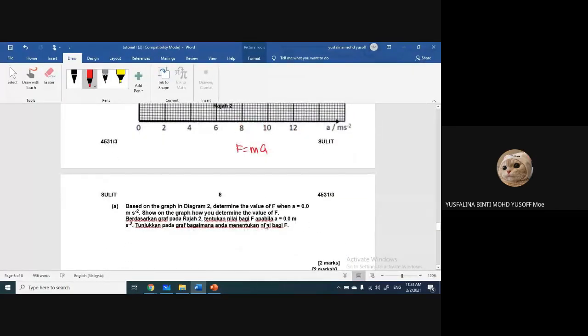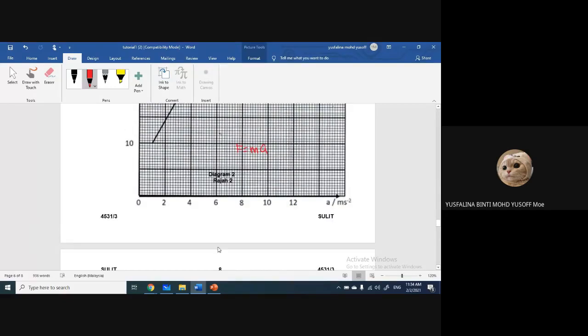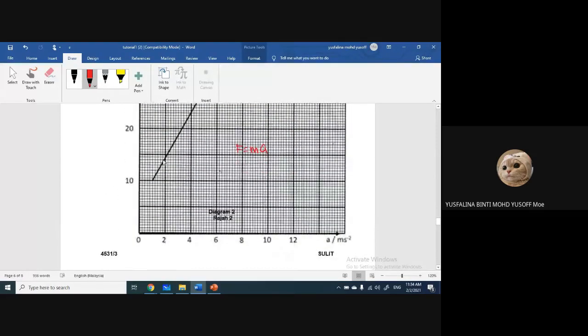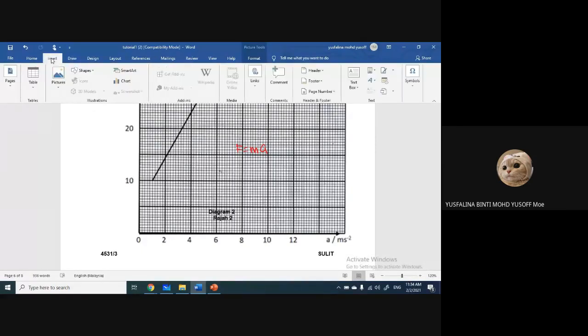Based on the graph in diagram 2, determine the value of F when A is 0.0 ms negative 2. The question says show on the graph how you determine the value of F, so you have to show it on the graph. For this one you have to make this line longer. Take your ruler and make the line longer, a straight line.